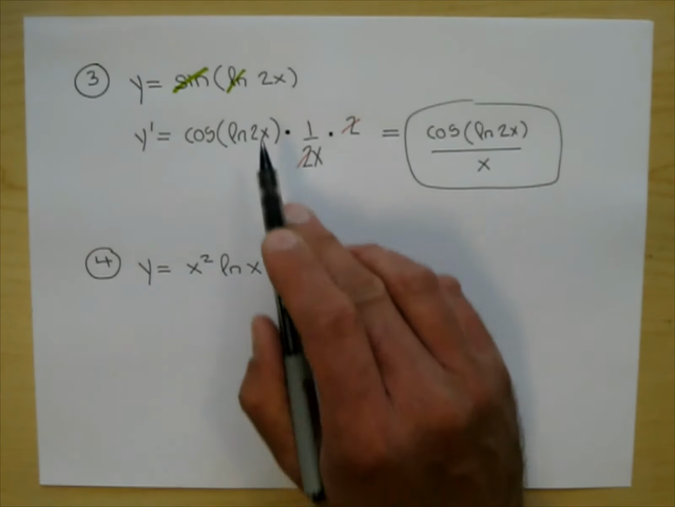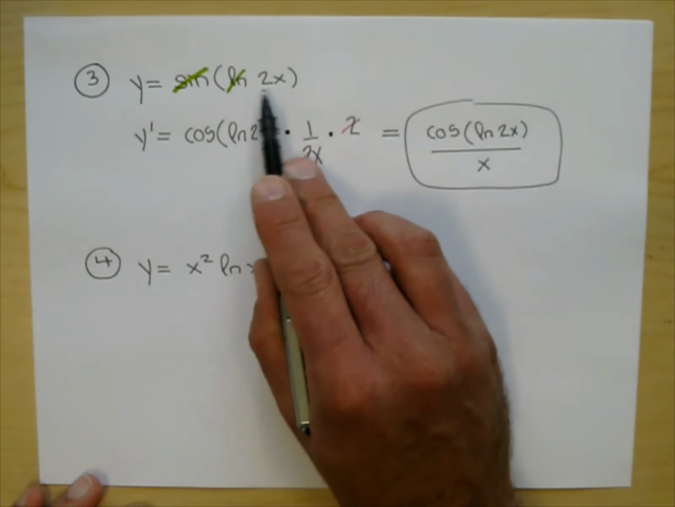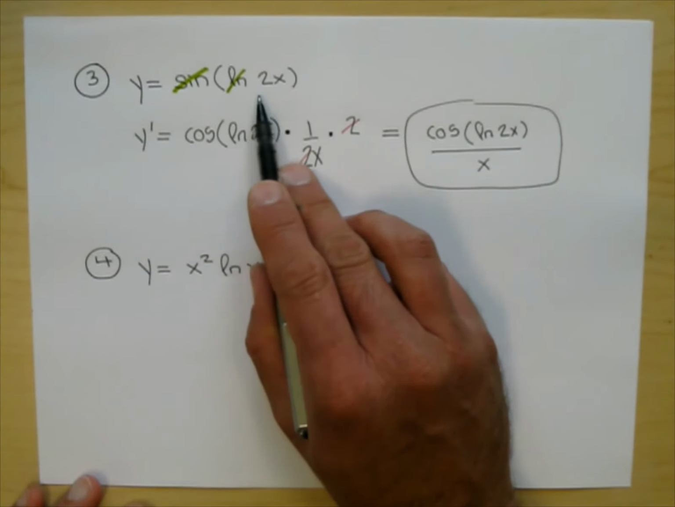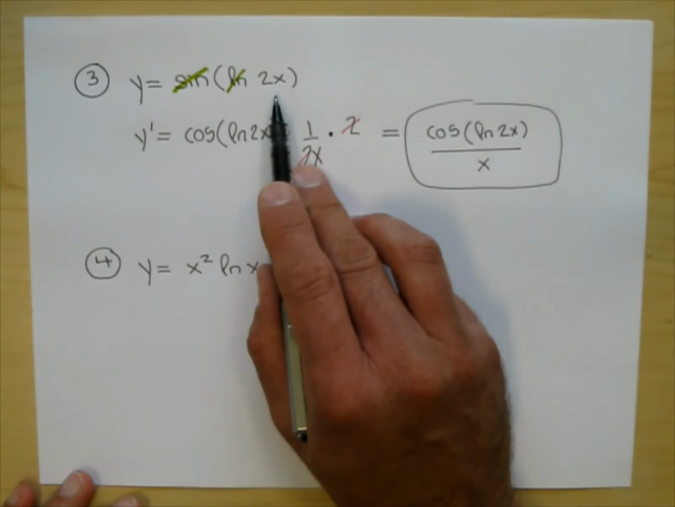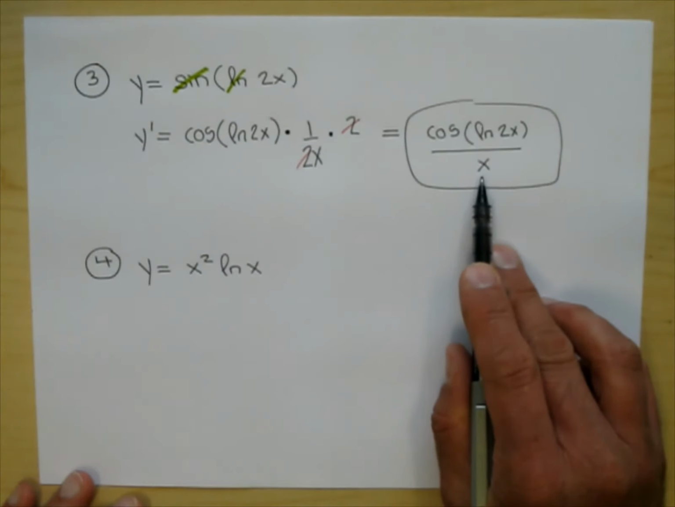There's other ways of doing this. I mean, you could have said, I'm going to use the product rule for the logarithms and break that up into the sum of two logs. You'll end up getting the same answer. I think this way was the easiest way for this one.